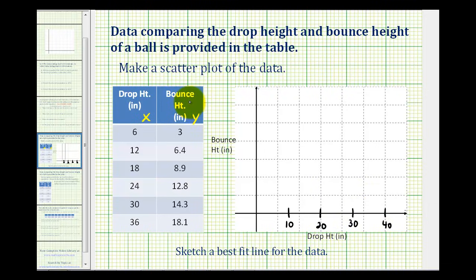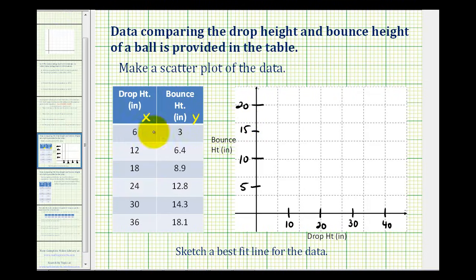And then for the bounce height, notice the range is from 3 to 18.1. So let's go ahead and mark 20 at the top. We'll cut this in half. Call this 10, 5, and this would be 15, again in inches. And now I'll go ahead and just plot these points.